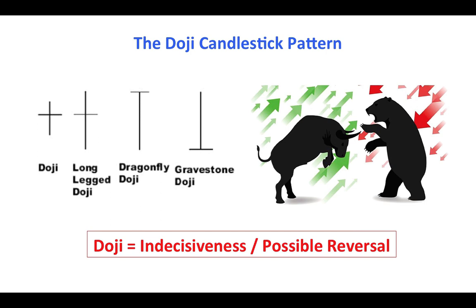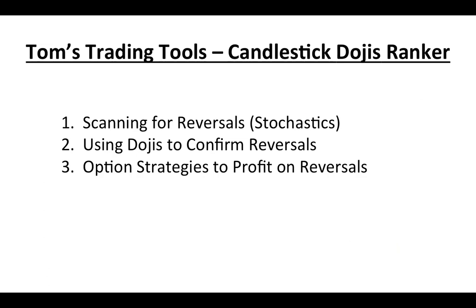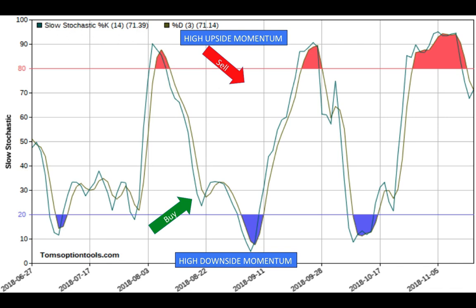So we're going to use this pattern in today's talk, and we're going to take a look at Tom's Candlestick Dojis ranker. What I'm going to do is scan for reversals using stochastics, and then we're going to use this particular ranker to confirm the reversals using these doji patterns. Then I'll talk to you briefly about option strategies that might be of use to you if you are in fact interested in trading the reversal.